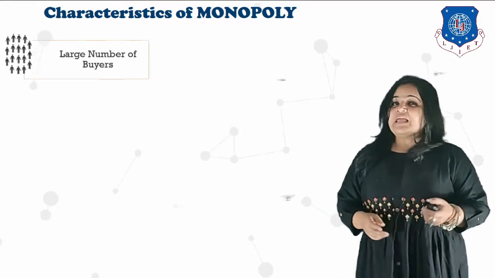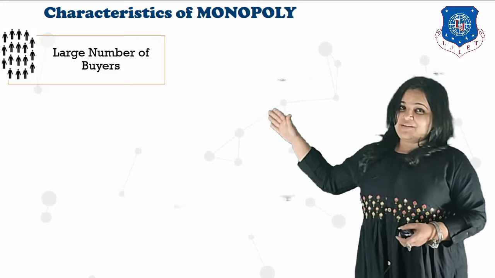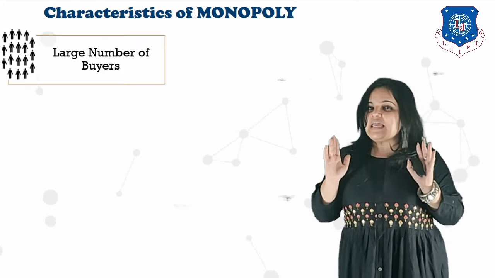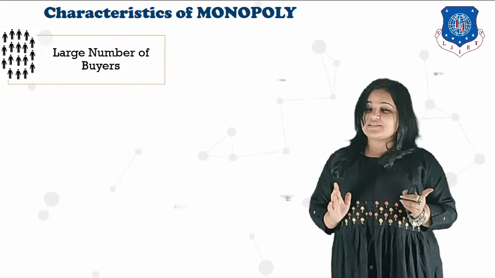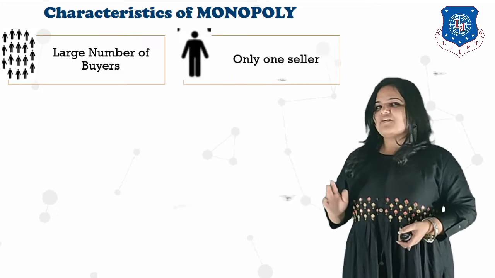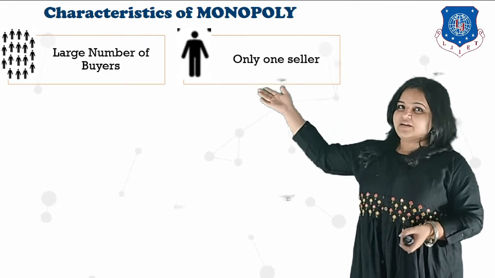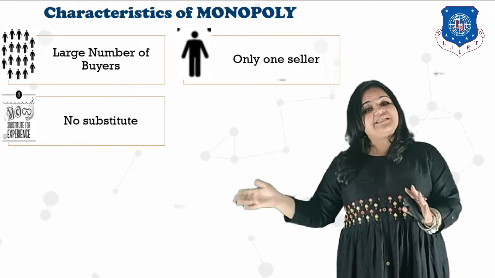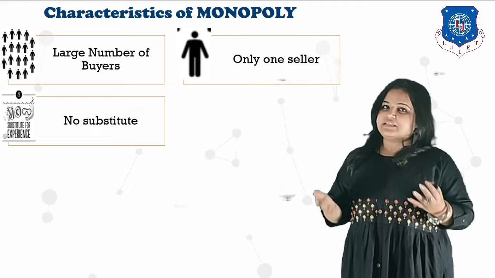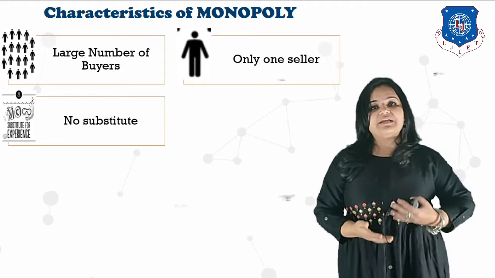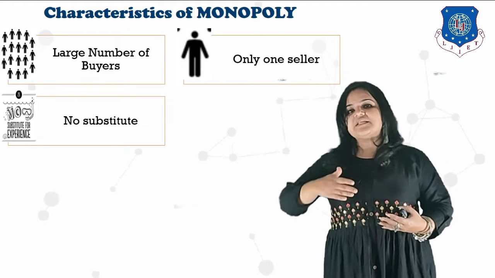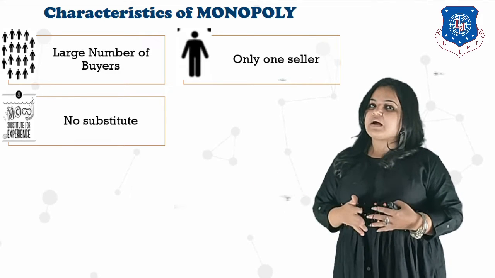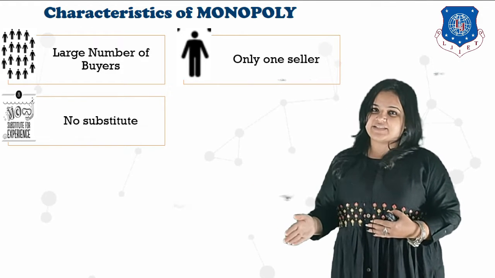Let us see some characteristics of monopoly. There would be a large number of buyers. Remember this, there is one seller but the number of buyers is large. There is a large number of buyers but only one seller selling only a single product. There are no substitutes for this product. For example, IRCTC is traveling by Indian Railway. There is no other brand or company which sells railway tickets.